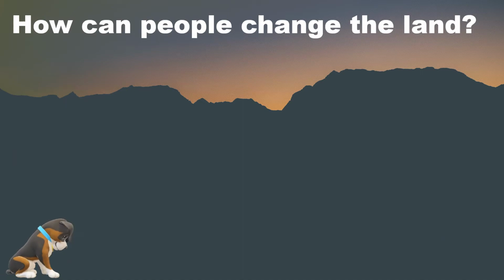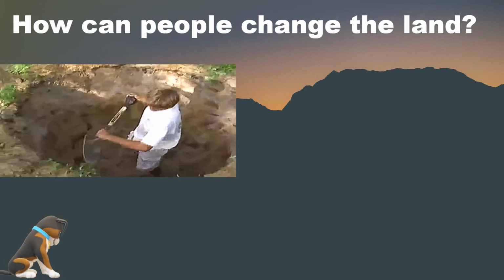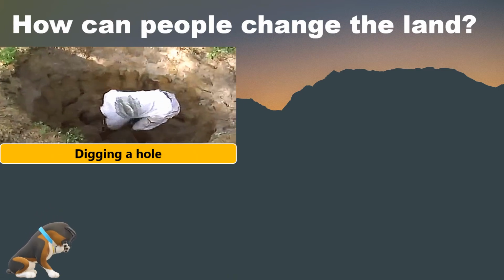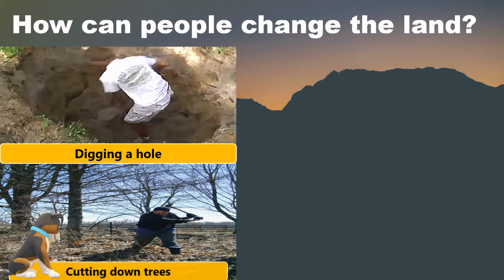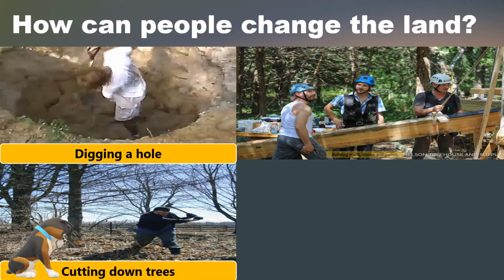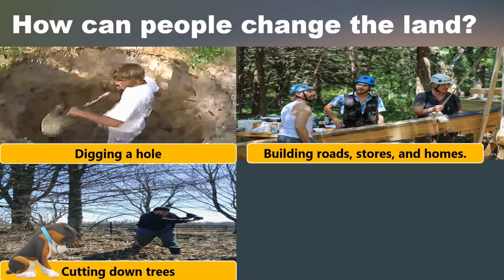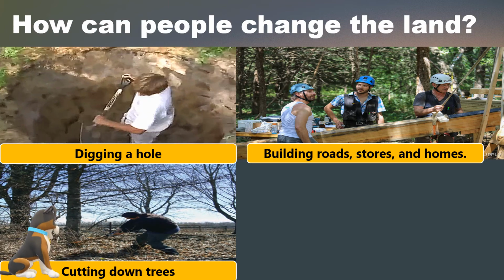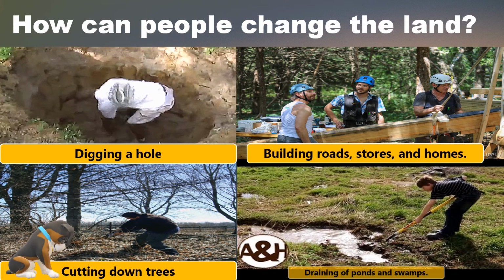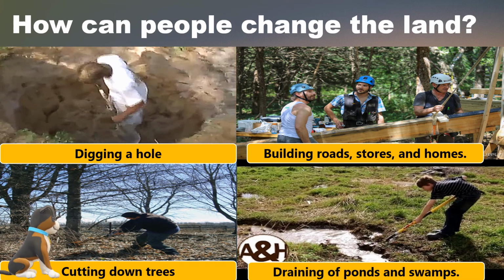People change the land too. Some changes are very small, like digging a hole in your backyard. Other changes are much larger. In some places, trees are cut to build roads, stores, and homes. If trees are not replanted, soil can wash away. In other places, ponds and swamps are drained. The dry soil left behind can blow away.